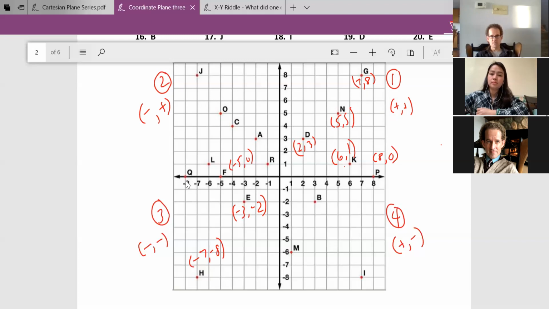And Q is going to be 0 because it's on the y-axis, on the x-axis also. So I'd say -8, comma 0 for Q. L is going to be -6, comma 1. That's +1. A is going to be -2, +3.